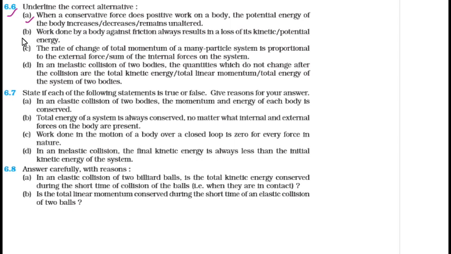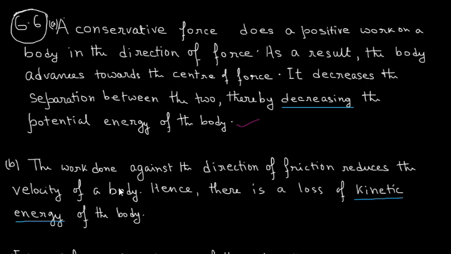B. Work done by a body against friction always results in a loss of its kinetic or potential energy. Let us see the solution. The work done against the direction of friction reduces the velocity of the body. Hence, there is a loss of kinetic energy of the body.